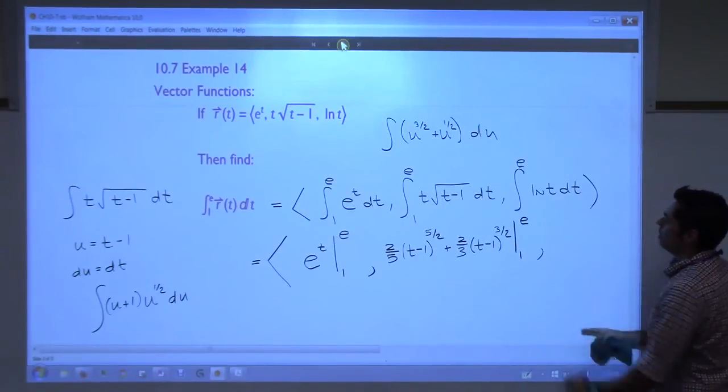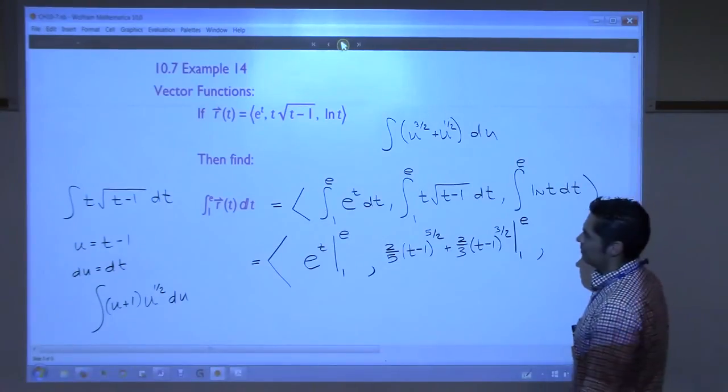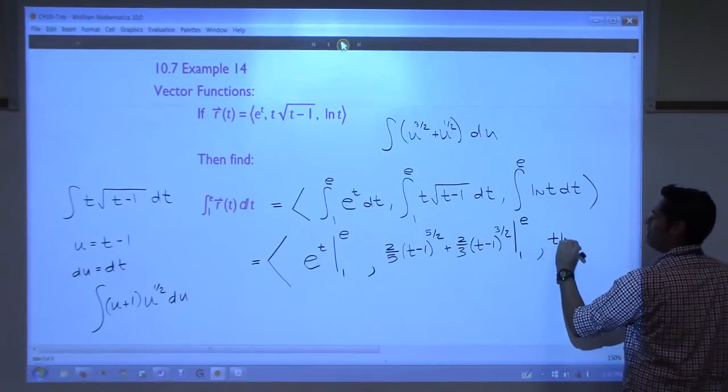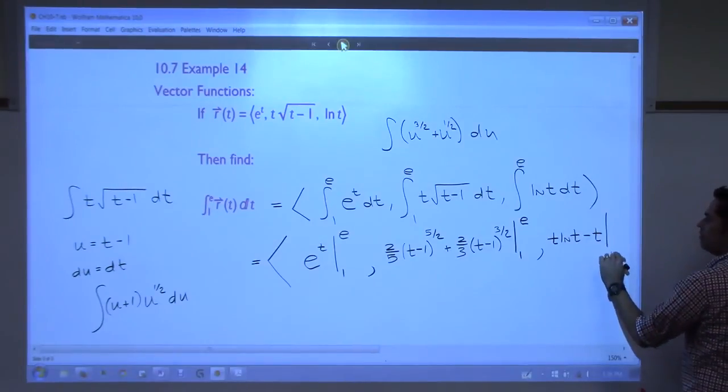Okay, now comma, antiderivative of natural log of t. Don't say 1 over t, please. The antiderivative of natural log of t. You could do that one with integration by parts, or you could just remember the formula. Anyone remember the formula? x ln x minus x. So for us it'll be t ln t minus t, evaluated from 1 to e.